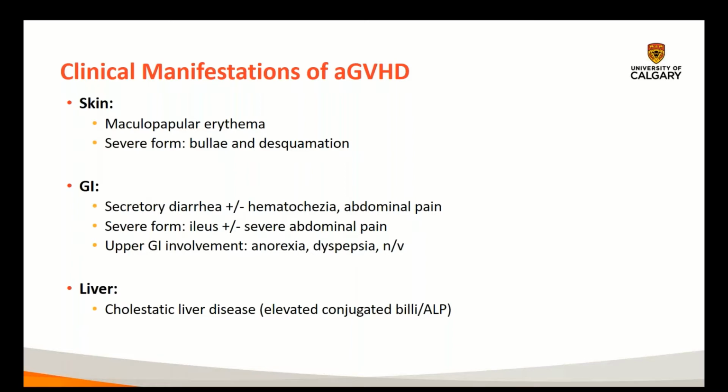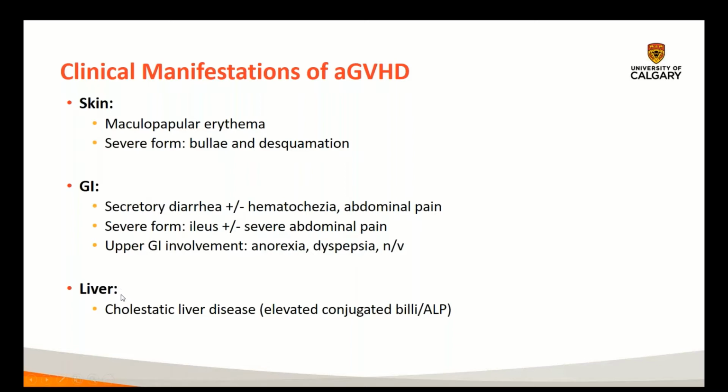In the gastrointestinal tract, patients will develop in the lower GI tract diarrhea that can be associated with hematochezia and fairly severe abdominal pain. In severe acute graft versus host disease of the lower GI tract, you can see ileus as well as very severe abdominal pain, usually requiring opiates. With upper GI involvement, patients will develop anorexia, dyspepsia, nausea, and vomiting. Again, this needs to be differentiated from toxicity related to conditioning, and thus really persistent upper GI symptoms, especially after day 30, are important in terms of thinking about acute graft versus host disease in the upper GI tract.